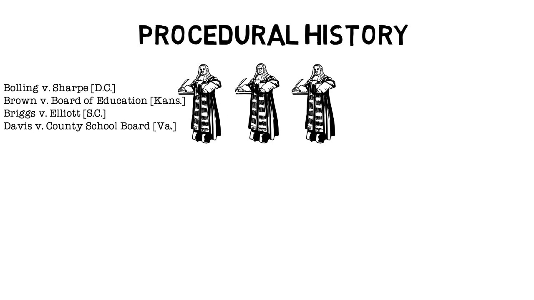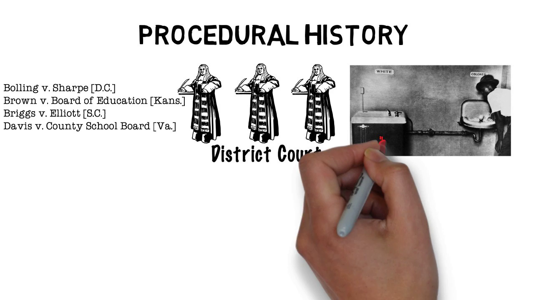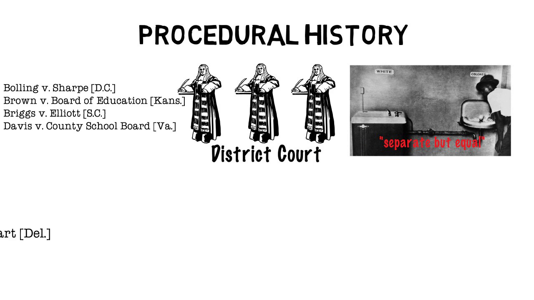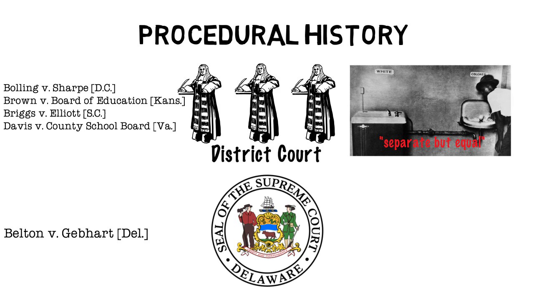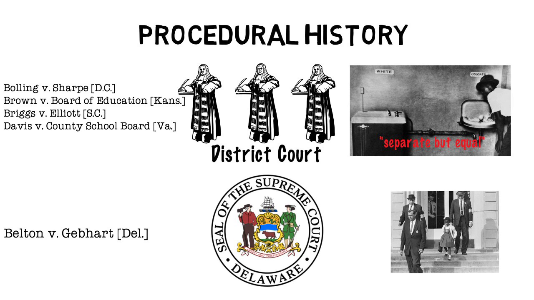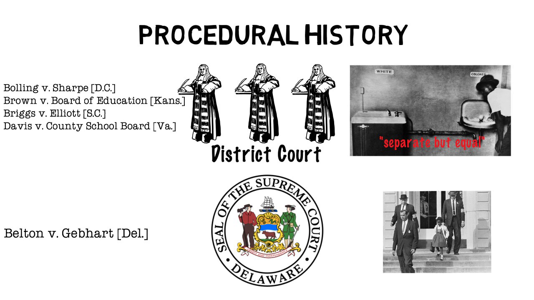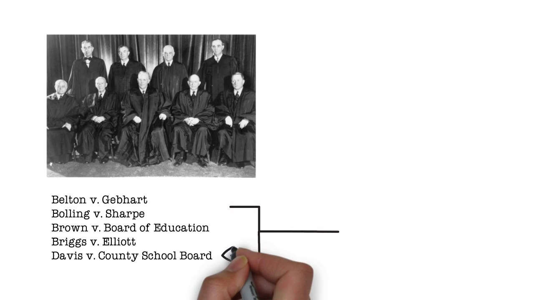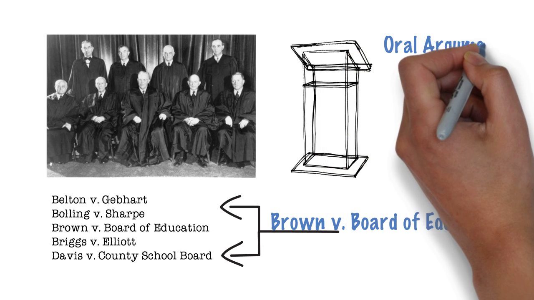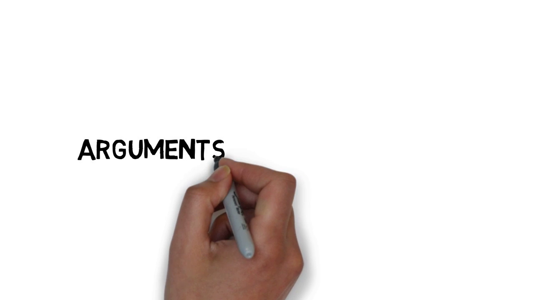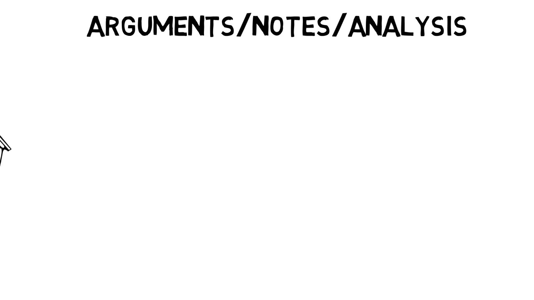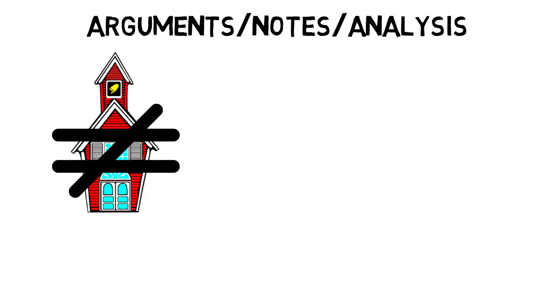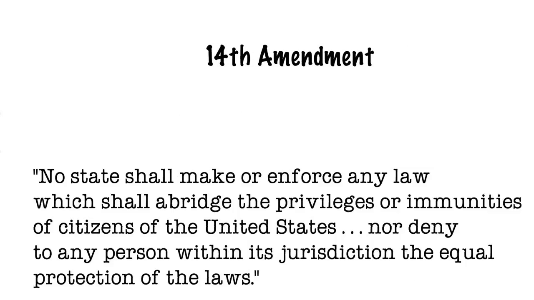In 4 of the 5 cases, a 3-judge federal district court denied relief to the plaintiffs based on the separate but equal doctrine. In Delaware, however, the Supreme Court of Delaware followed the separate but equal doctrine, but ordered that the plaintiffs be admitted to the white schools because they were superior to the black schools. The Supreme Court consolidated the cases and heard oral arguments in December of 1952 and December of 1953. The plaintiffs argued that segregated schools were not equal and could not be made equal. Therefore, they were being deprived of equal protection of the law.